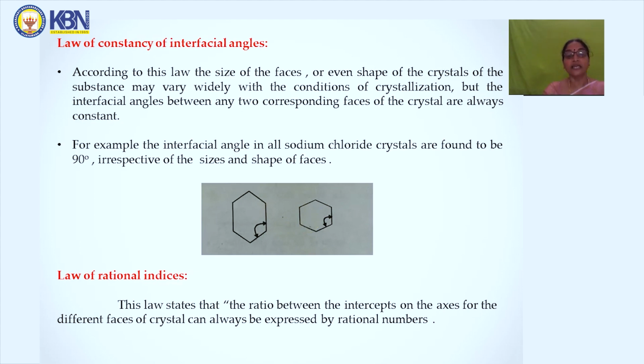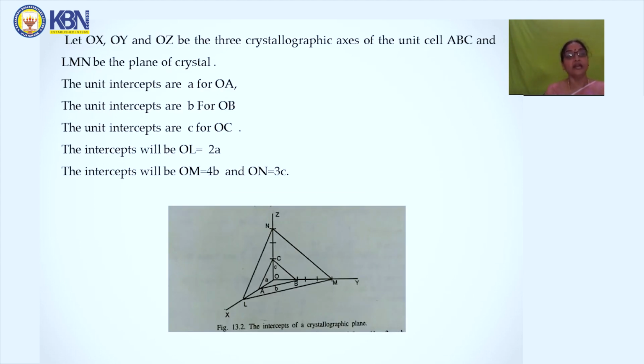This law states that the ratio between the intercepts on the axes for the different faces of a crystal can always be expressed by rational numbers. Suppose OX, OY and OZ are the three crystallographic axes of this unit cell ABC, and LMN is a plane of the crystal. The unit intercepts are a for OA, b for OB and c for OC.